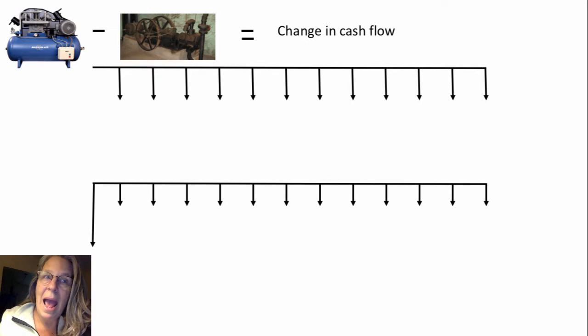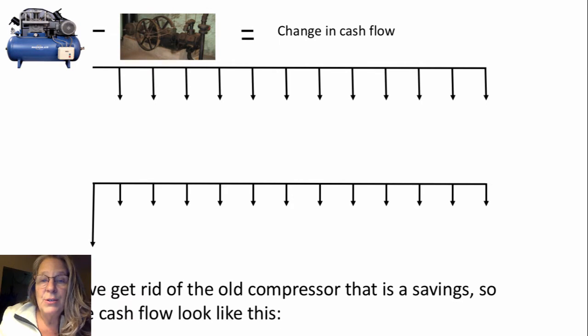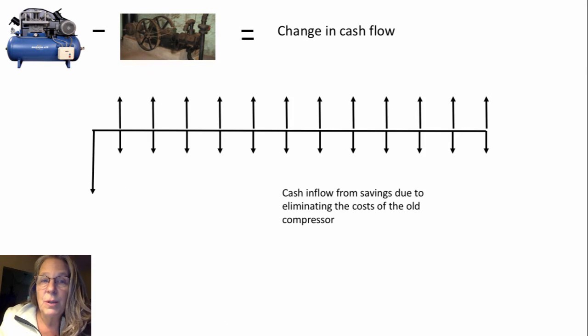So we add the new compressor and we subtract the old compressor. So we look at this change in cash flow. And when we do that, all the top cash flows become flipped around. A negative becomes a positive, and so they become savings associated with this. So it looks like this.